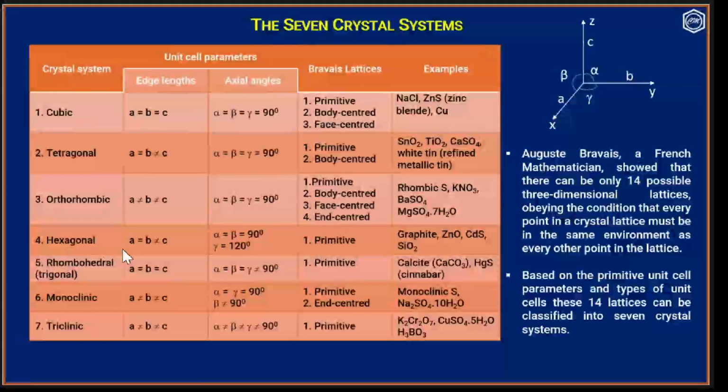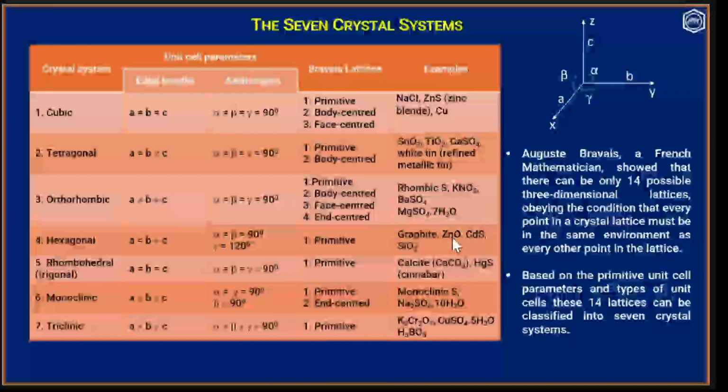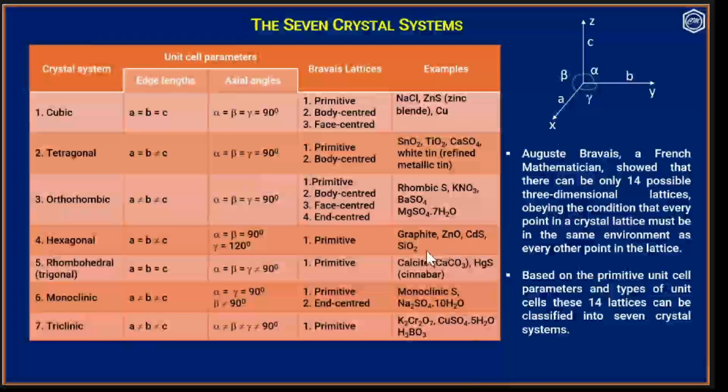Next is hexagonal. And here a = b, but not equal to c. Alpha equals beta equals 90 degrees, but gamma equals 120 degrees. And only one Bravais lattice is possible, and that is the primitive lattice. Examples: graphite, zinc oxide, cadmium sulfide, SiO2, etc.